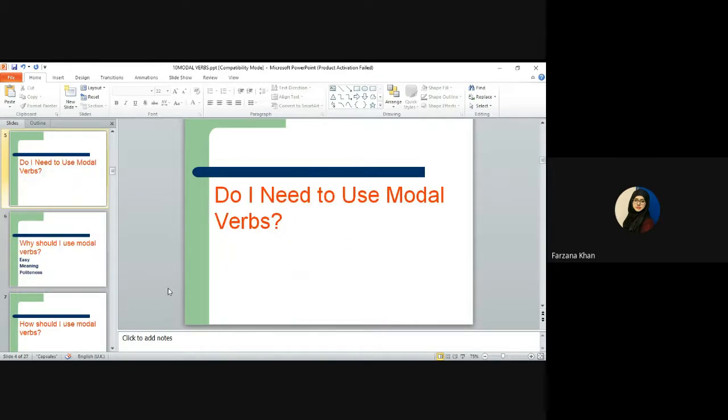But I'm sure the question must be occurring in your mind: do I need to use modal verbs? You must be thinking about why you need to use modal verbs. Basically, you don't. Nobody is forcing you to use modal verbs. It's not like the law of the linguistics department is forcing you to use modal verbs in every third sentence. However, you have probably been using them for some time now without even knowing them, right?